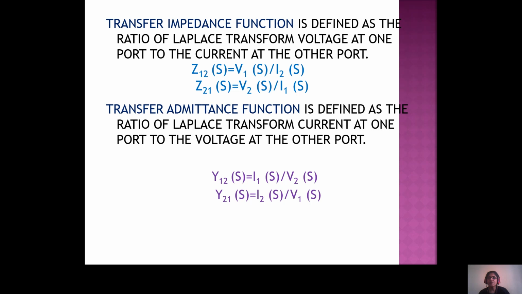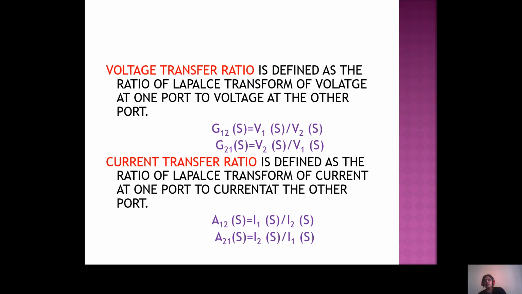So the transfer impedance function is defined as the ratio of voltage at one port to the current at the other port. That means Z12(s) = V1(s)/I2(s), and Z21(s) = V2(s)/I1(s). The transfer admittance function is defined as the ratio of the Laplace transform of current at one port to the voltage at the other port. So, besides the driving point functions Z11, Z22, Y11, Y22, here we observe Z12, Z21, Y12, Y21. Z12 = V1(s)/I2(s), Z21 = V2(s)/I1(s). Similarly, Y12 = I1(s)/V2(s), and Y21 = I2(s)/V1(s).